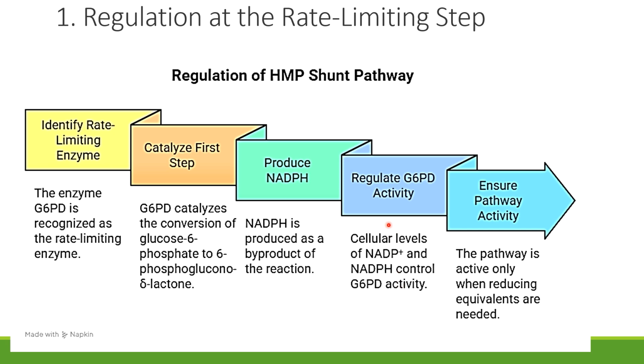The activity of glucose 6-phosphate dehydrogenase is tightly controlled by the availability of NADP plus and NADPH, ensuring that the pathway activates only when the reducing equivalents are required. That means only when NADPH is required. If NADP plus is scarce, this pathway will not operate. If NADP plus is in surplus, then only it will operate. Or if NADPH is in excess, it will not operate.